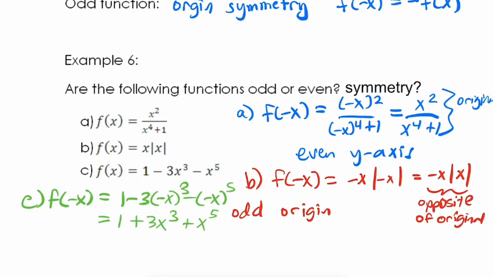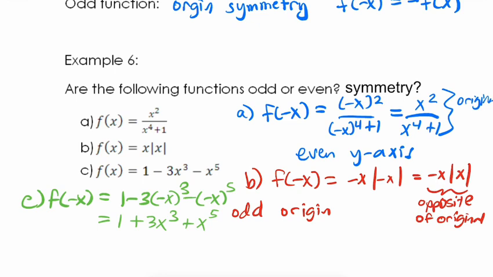So does it look like the original? No. So it's definitely not an even function. Is it like I multiplied the entire equation by negative 1? So is it odd? No. That 1 screwed it up. A constant is always going to be an even piece of the function. So if we put some pieces odd, that 1 throws it off.